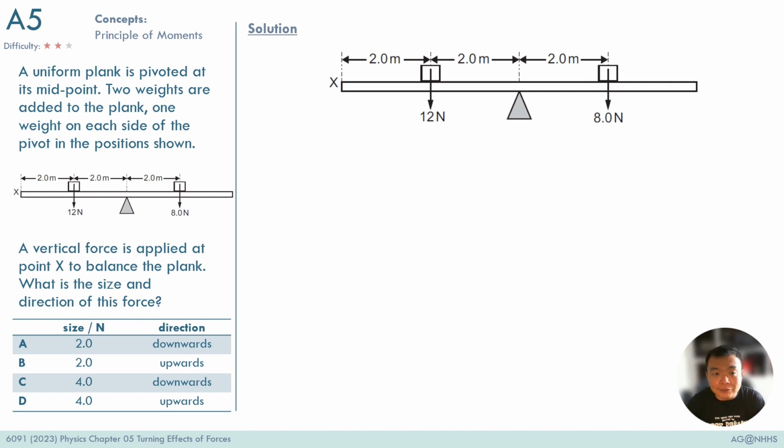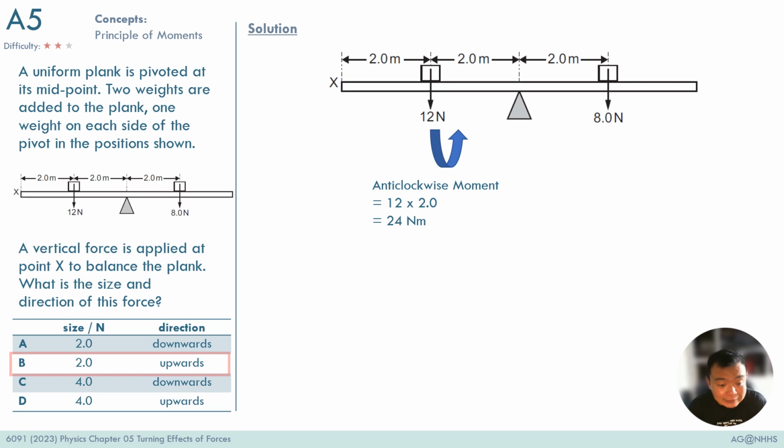And with this balance moment, we can then determine at X what value of the force is needed to create this last remaining moment to balance out everything, and also the direction of this force. So is it an upwards force on X to create a clockwise rotation, or is it a downward force at X to create an anti-clockwise moment? So let's get started. The answer is B.